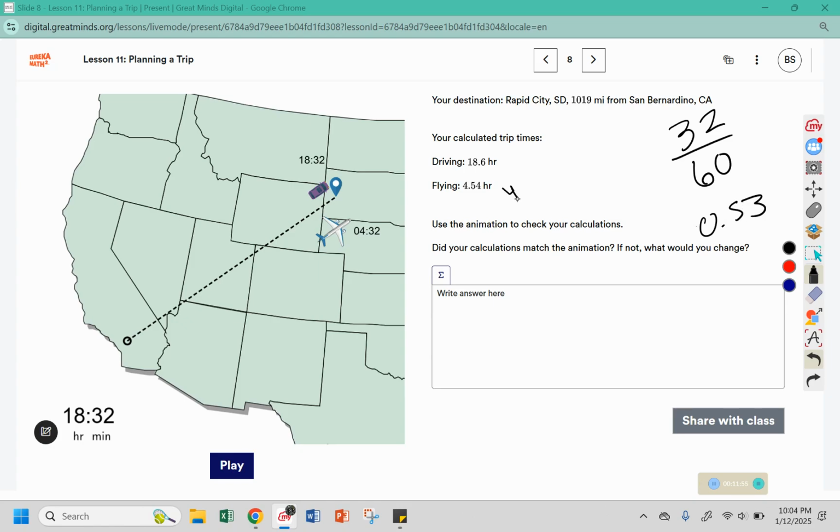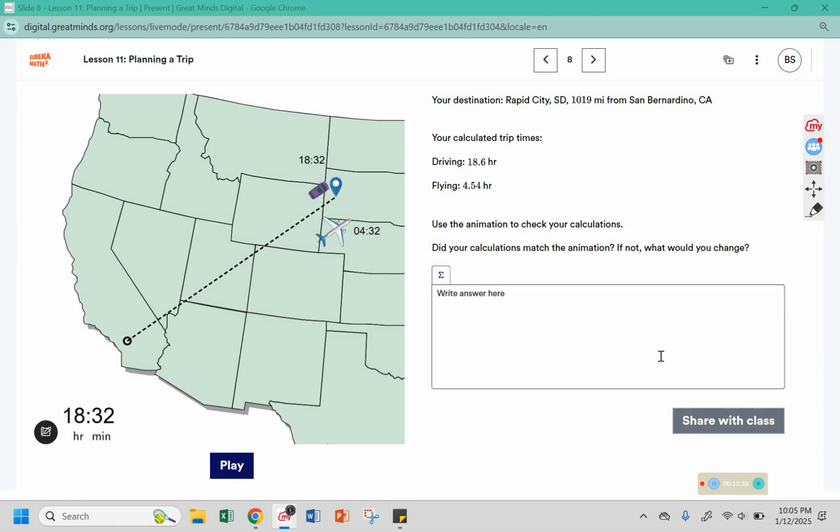So this is really 4.53, and this is 18.53. Remember, we rounded up just to give us some extra wiggle room, because we had the option of 18.5 or 18.6 if we wanted to go up, or if we wanted to just round it accordingly. So we are within a reasonable range from our decimal value. So did your calculations match the animation?